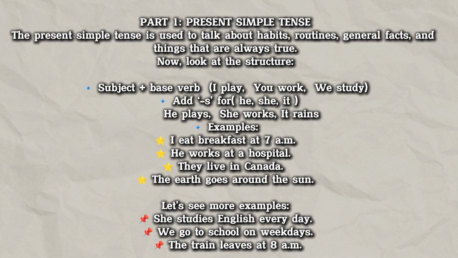Examples. I eat breakfast at 7 a.m. He works at a hospital. They live in Canada. The earth goes around the sun. Let's see more examples. She studies English every day. We go to school on weekdays. The train leaves at 8 a.m.